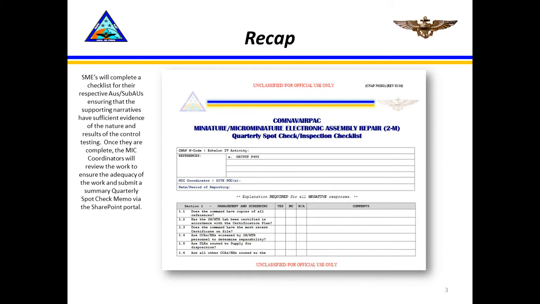So a quick recap on the last presentation that we made was on checklists and quarterly spot checks. The checklist that you see here on the screen will be submitted by the SMEs once completed for their respective AUs or sub-AUs, ensuring that the comments block here has a supporting narrative that is sufficient in nature to provide evidence to the MIC coordinators that the work was conducted, that there's actually testing done. The MIC coordinators will take these checklists and take a look to ensure the adequacy of the work, and then they will submit a quarterly spot check memo via the SharePoint portal.